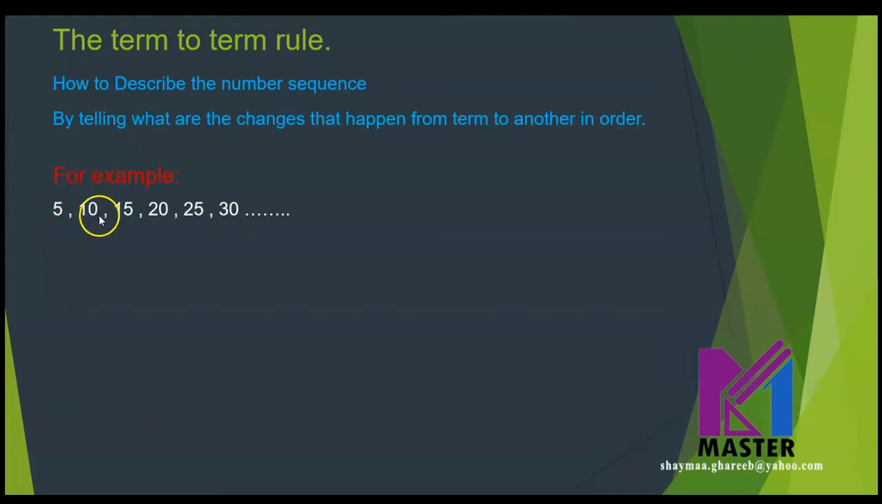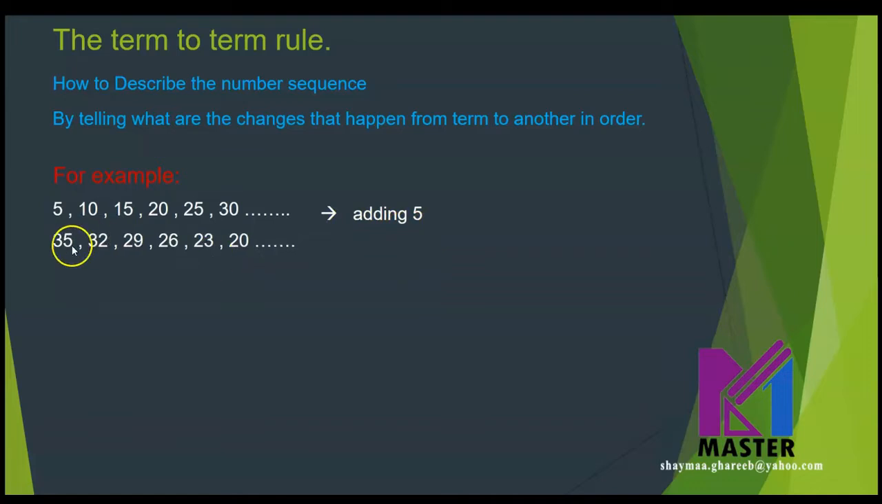The 5 became 10. What happened? Either it was multiplied by 2 or we added 5. So now let's check from the 10 to the 15, or from the second term to the third term. What happened? It's adding 5, which means every time, for the term-to-term rule, we are adding 5. So when I describe this sequence by telling the term-to-term rule, I'm going to say adding 5 or plus 5.